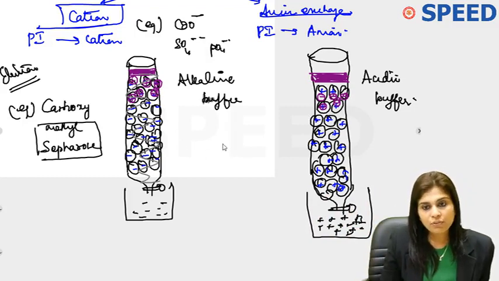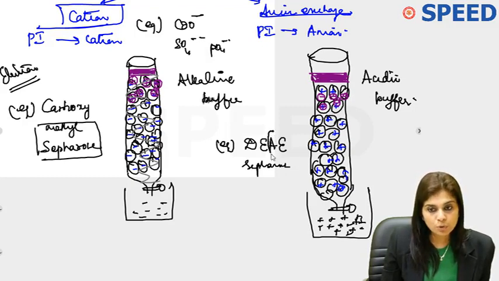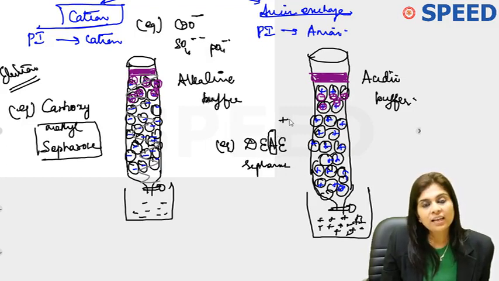An example for anion exchange column is diethyl aminoethyl sepharose or cellulose. So all that you need to observe here is there is an amino group which is a quaternary ammonium group which is positively charged. So it will act as anion exchange column.